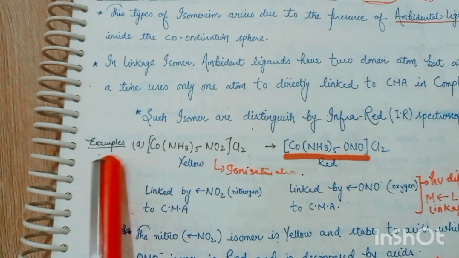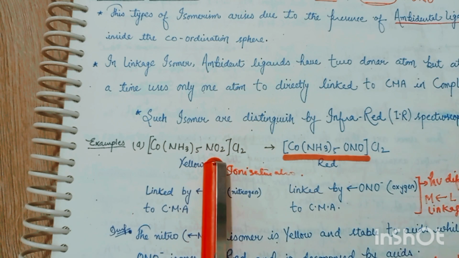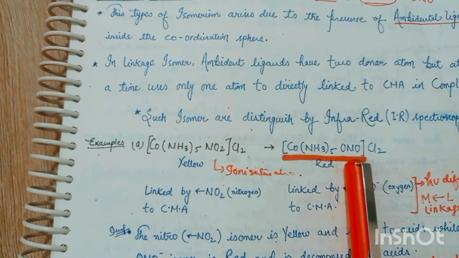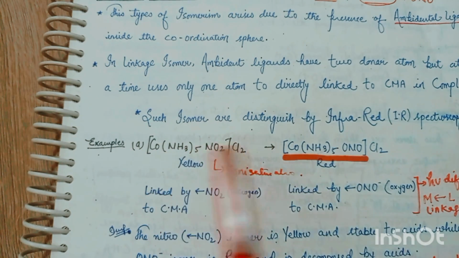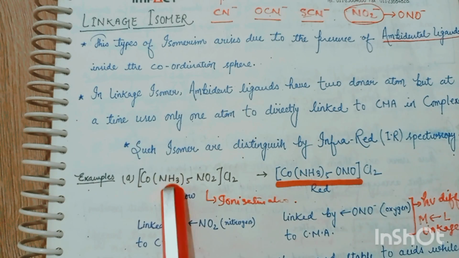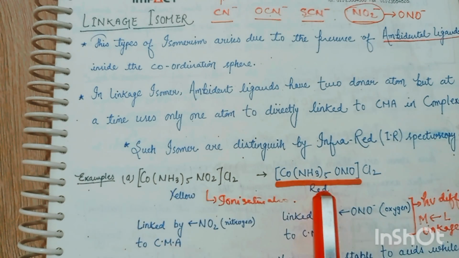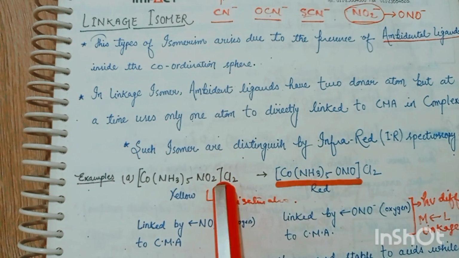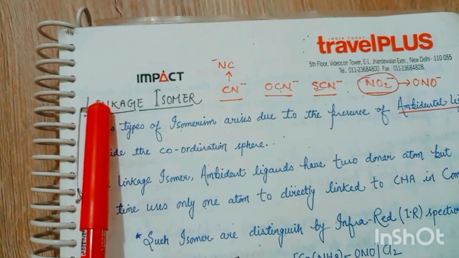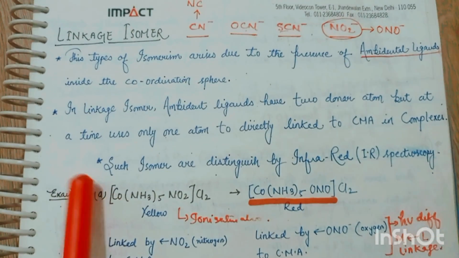Take the example: [Co(NH3)5NO2]Cl2. Here NO2 is an ambidentate ligand, so it can be written like that, ONO minus. So these are the examples of linkage isomerism. Remember, before, with NO2 it is yellow in color, and after the reaction, by changing the position of the ligand, it becomes red in color. So in linkage isomerism we observe the change in color also, like the hydrate isomer.